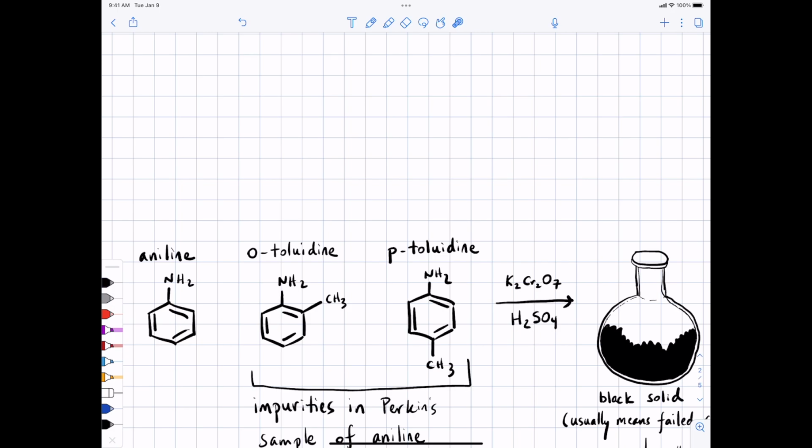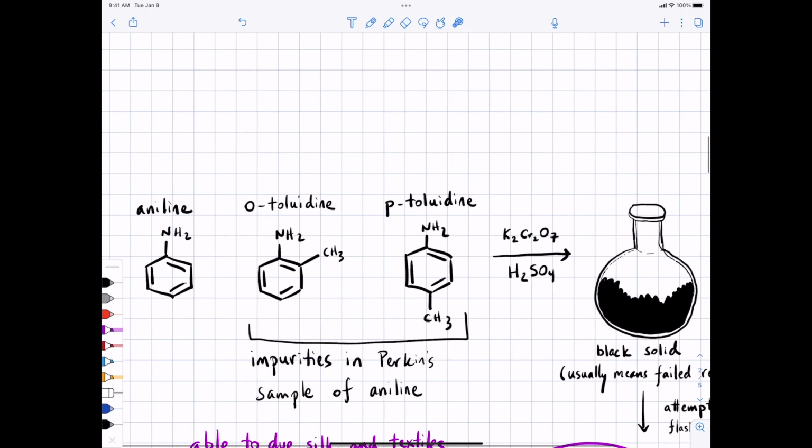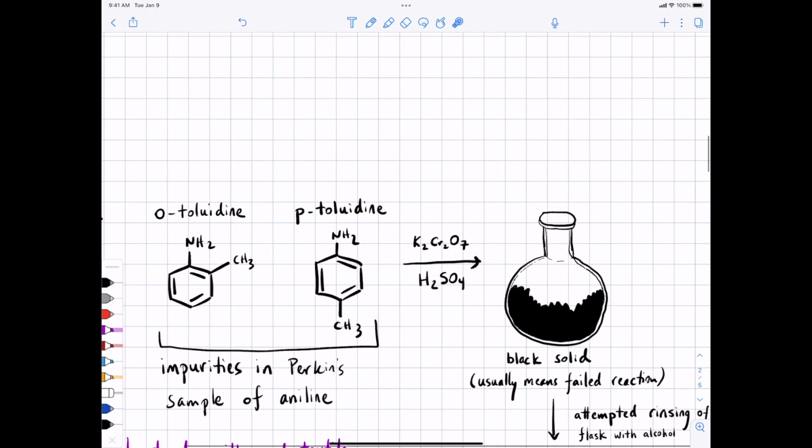Instead, he got what often happens when you don't know what you're doing. He mixed sulfuric acid and potassium dichromate. This is an oxidizing agent. It's a reagent you may have encountered in 351. But he got the sort of black tarry solid at the bottom of his reaction flask, which usually means, okay, you failed. And instead of throwing the flask away, he decided to try to clean it out.